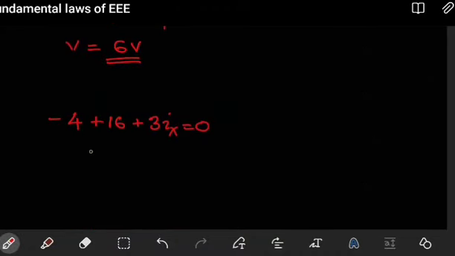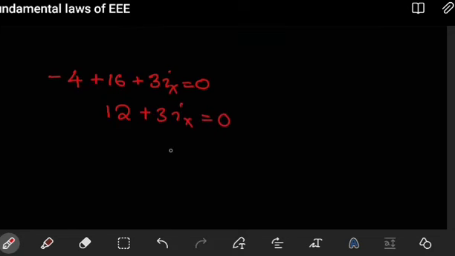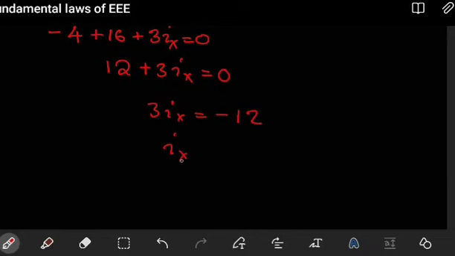So let's find Ix. When we sum this, we get 12 plus 3Ix equals 0, and then from here we have 3Ix equals negative 12, so that finally we find Ix to be equal to negative 4. Since Ix is a current, that's negative 4 amps.